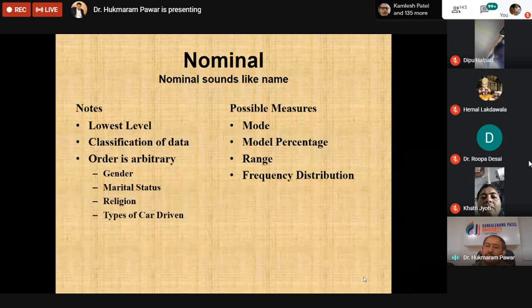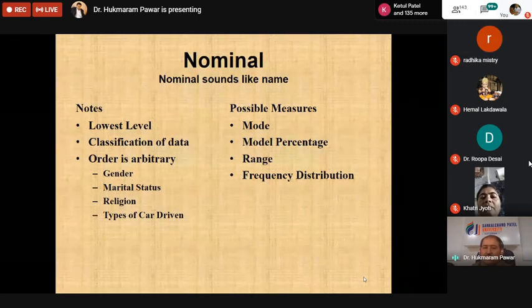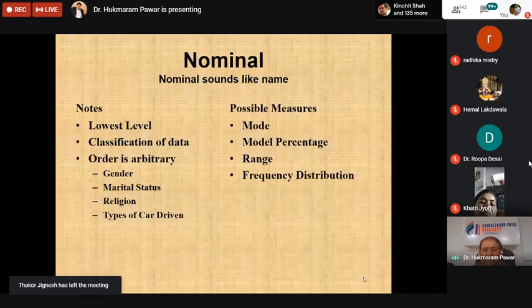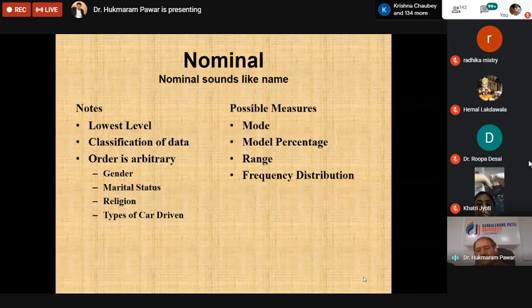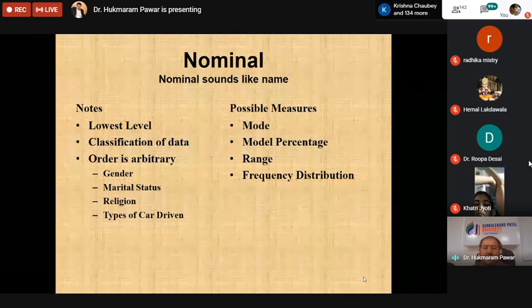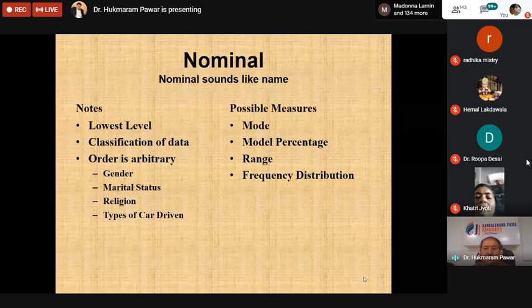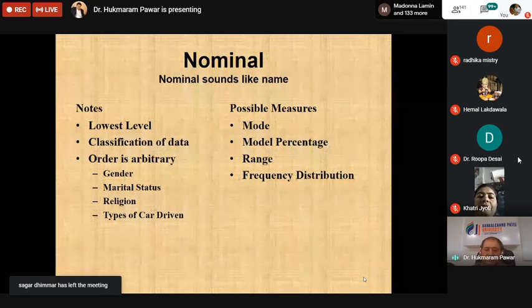Which measures are possible, and what can you calculate with these numbers? With these numbers you can calculate only the mode and percentages; only and only you can count. For example, if you divide a class on the basis of gender, male and female, you can calculate what percentage are female and what percentage are male. You can decide the range and prepare the frequency distribution, but all the remaining statistics cannot be used.